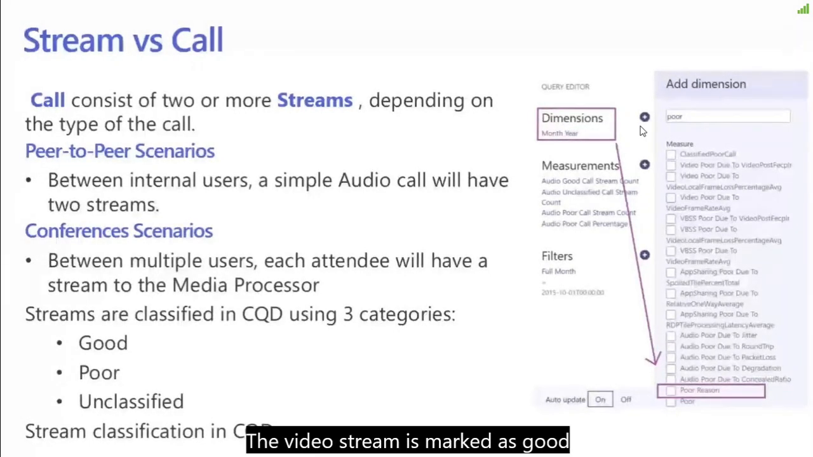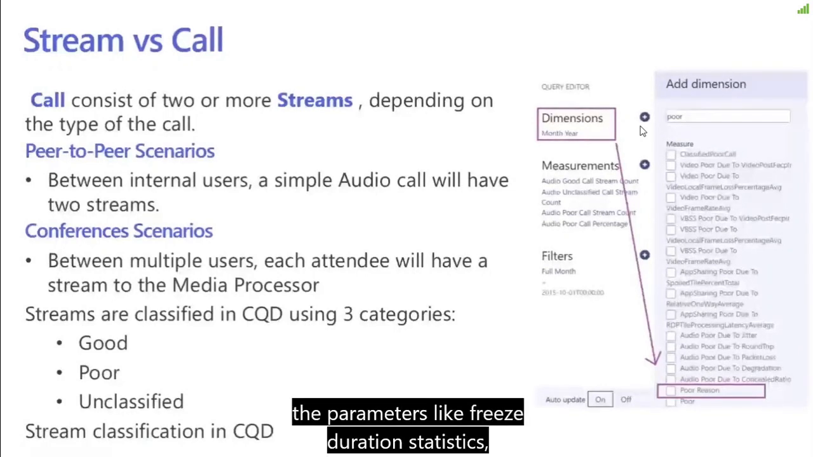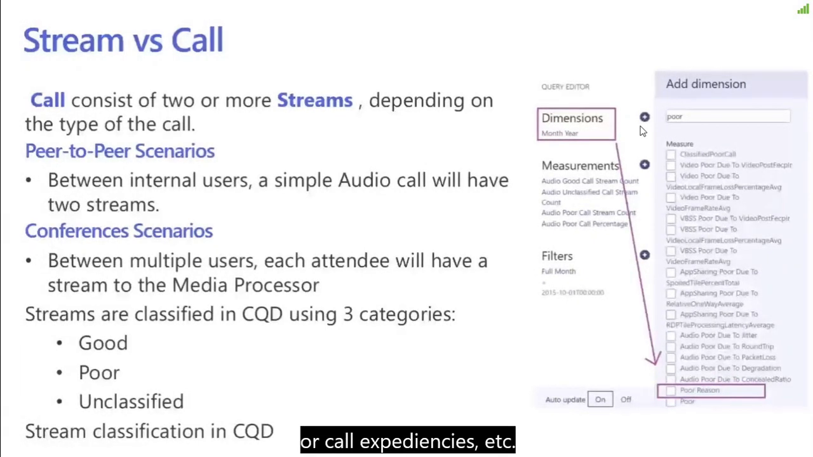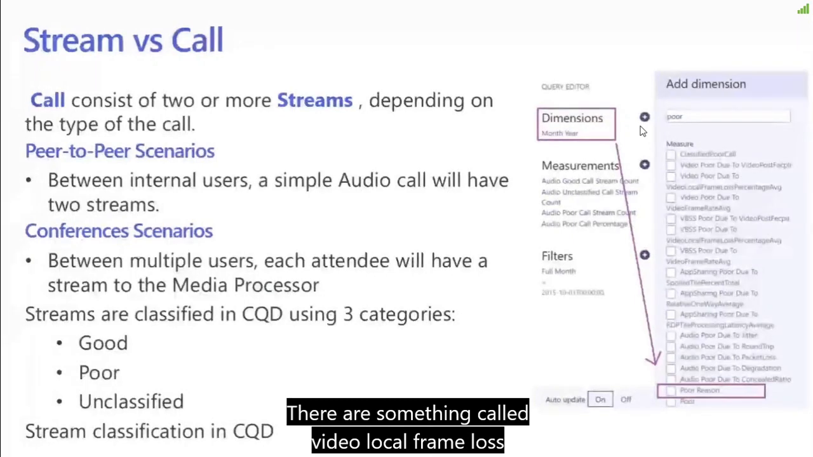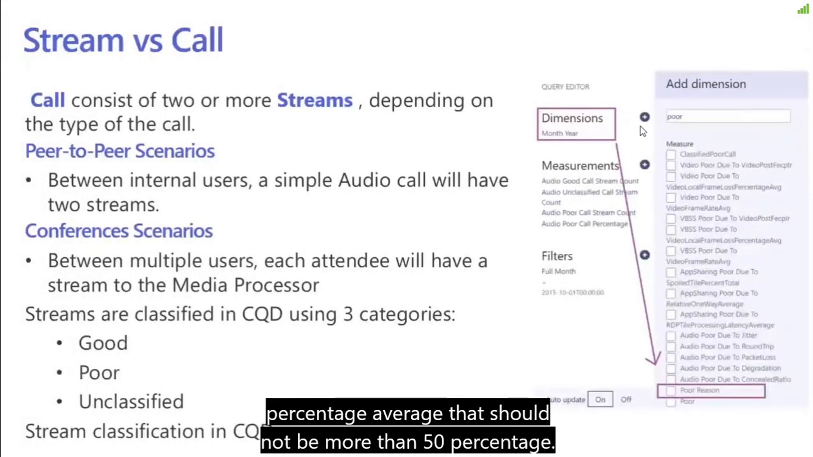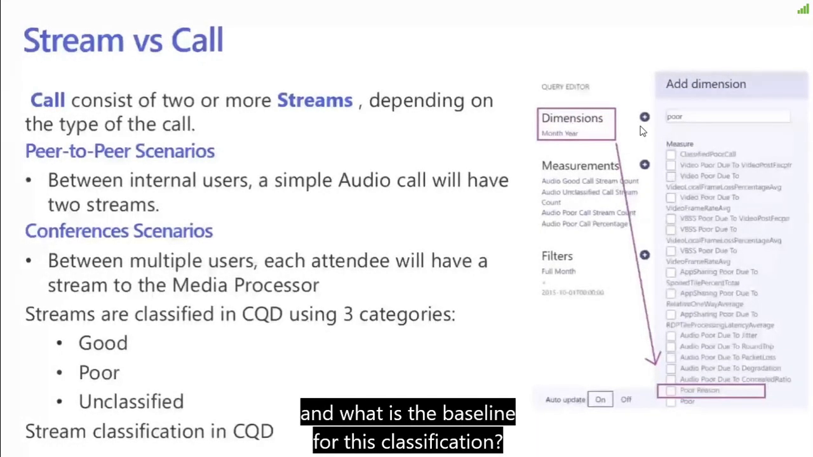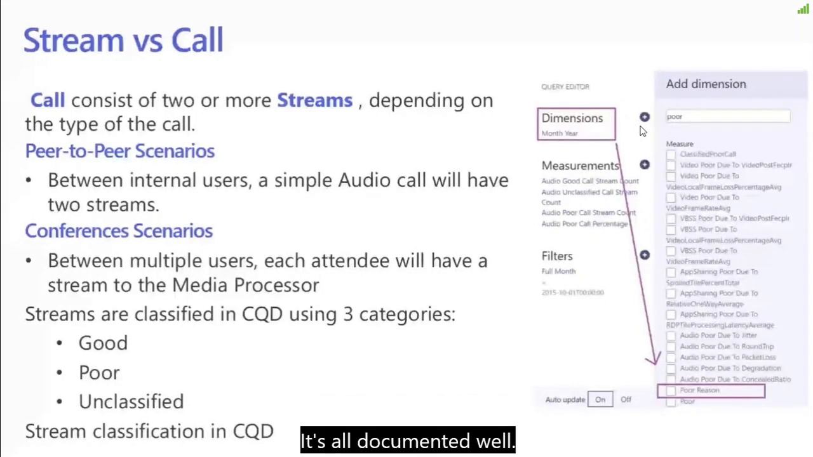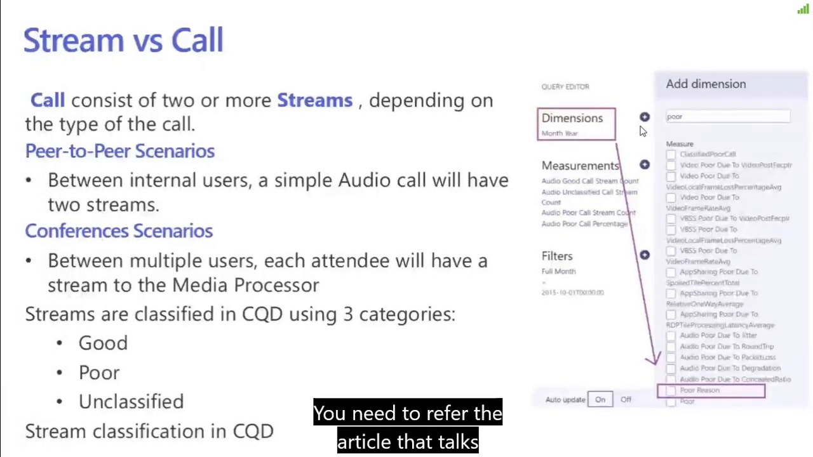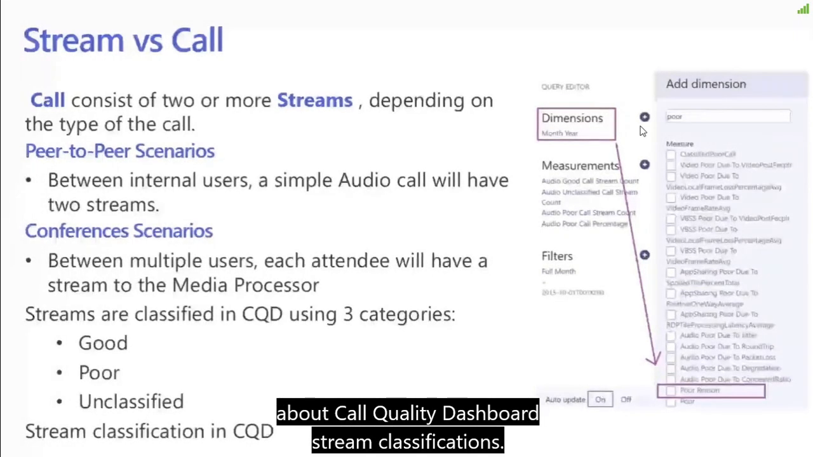The video stream is marked as good or poor based on the value of some parameters like freeze duration statistics, overall call experiences, etc. There is something called video local frame loss percentage average that should not be more than 50%. Why these classifications come in and what the baselines are is all documented well. You need to refer to the articles that talk about call quality dashboard stream classifications.